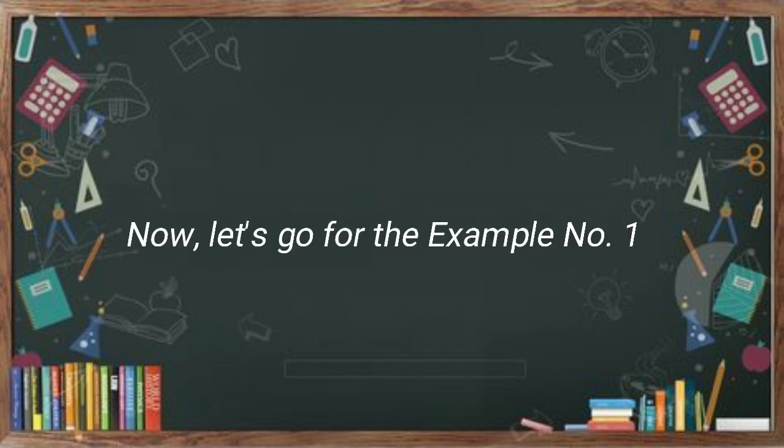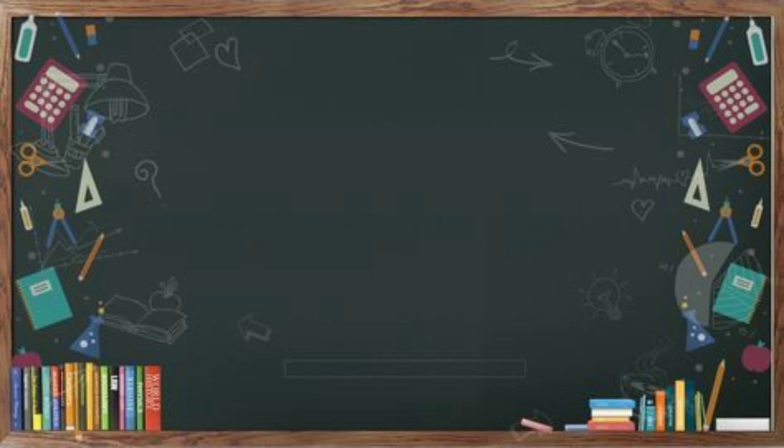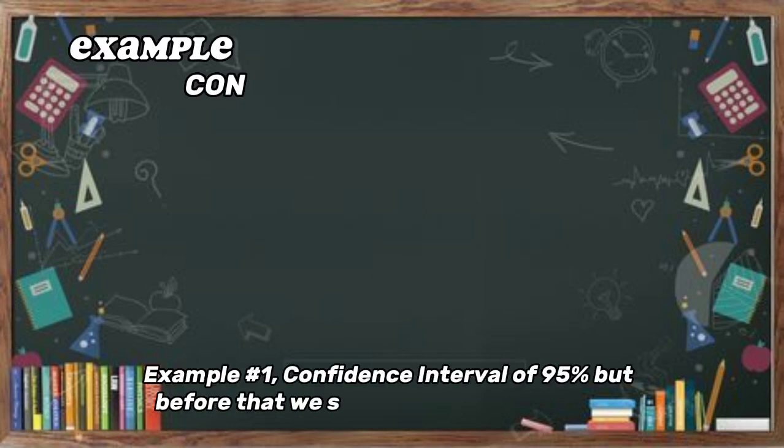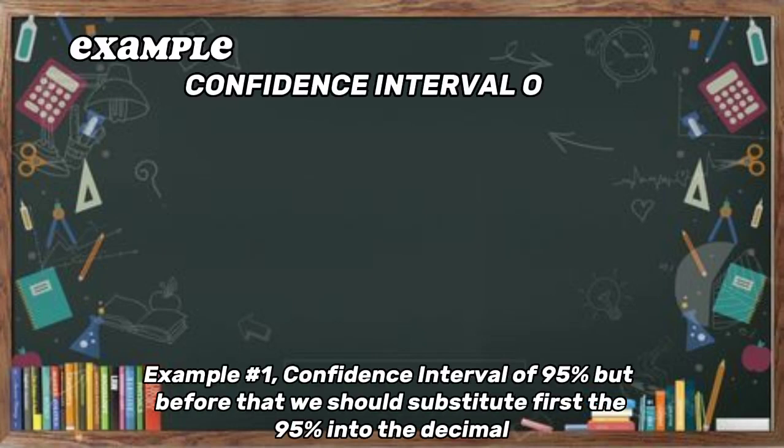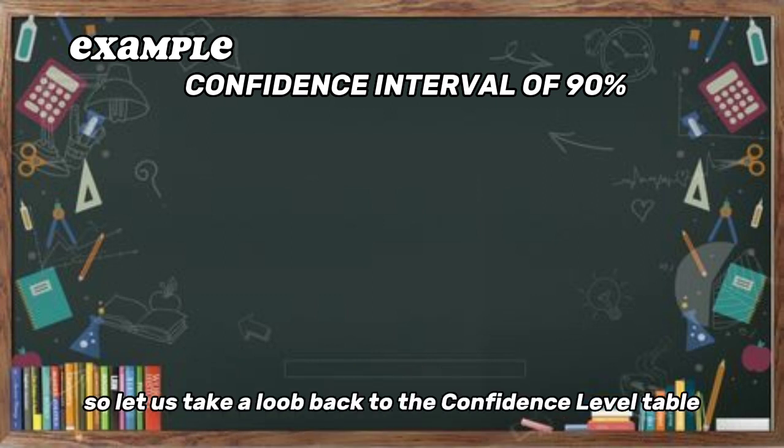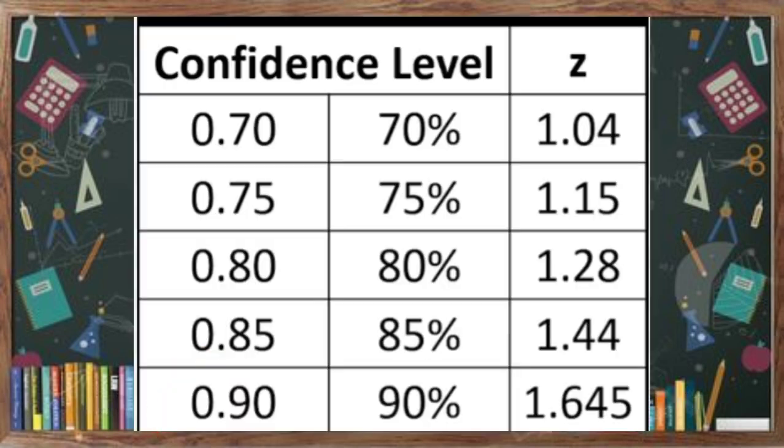Now let's go to example number 1. Example number 1, confidence level of 95%. But before that, we need to first convert the percent to a decimal. So let us go back to the confidence level table. So the 90% will be 0.90.